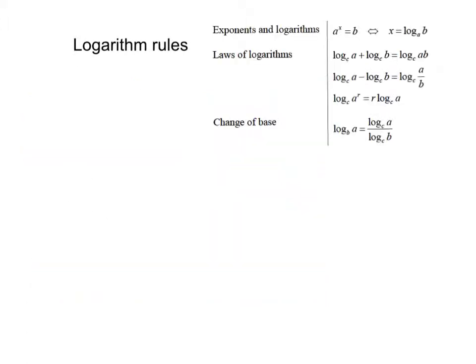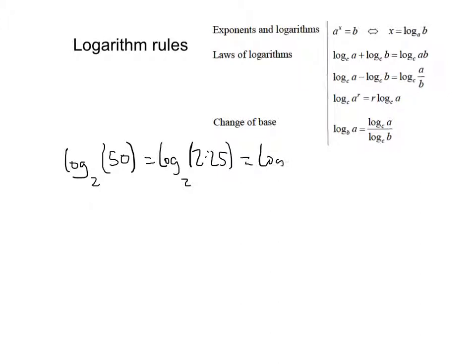Quite simply, these are the consequences, they are the logarithm rules, and you can find them in your formula booklet. The very first one is just what I just explained. The next one has a simple consequence. If I have logarithm base 2 of, for example, 50, I could write this as logarithm base 2 of, for example, 2 times 25. And according to this rule, I could write it as logarithm base 2 of 2 plus logarithm base 2 of 25.